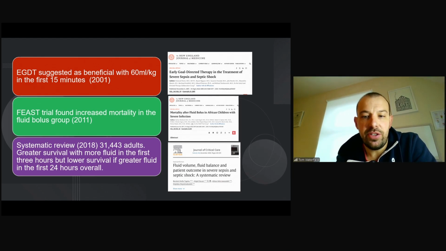And then a systematic review, looking more at adults, showed something that, to me, really confuses things: greater survival if you give more fluid in the first 3 hours, but lower survival with more fluid in the first 24 hours.